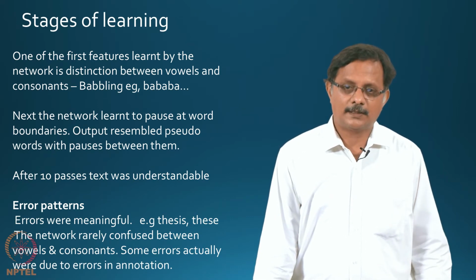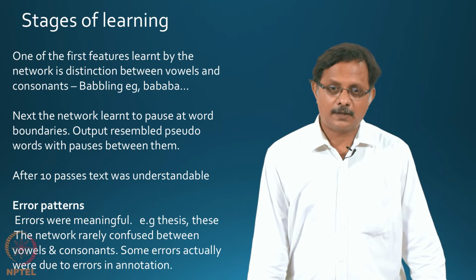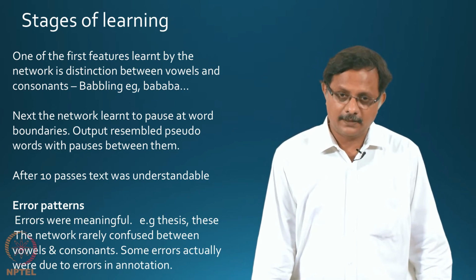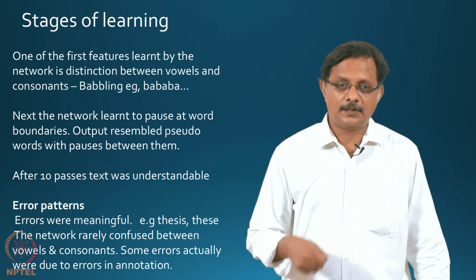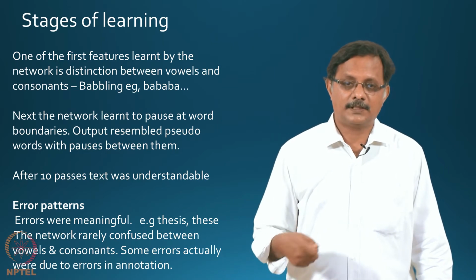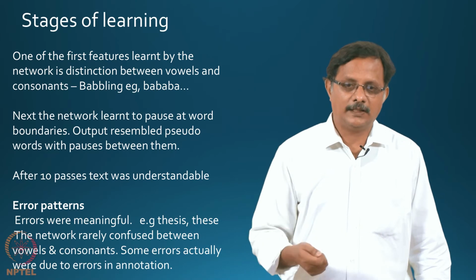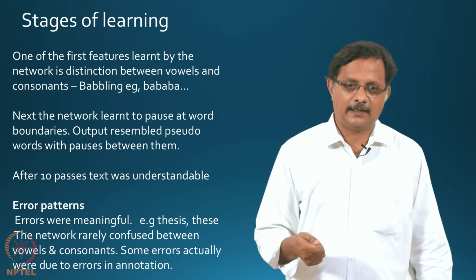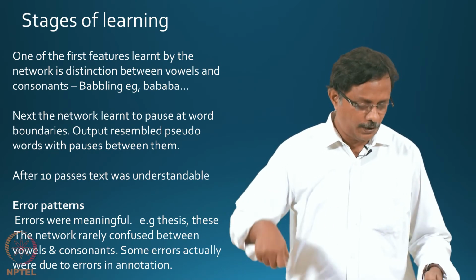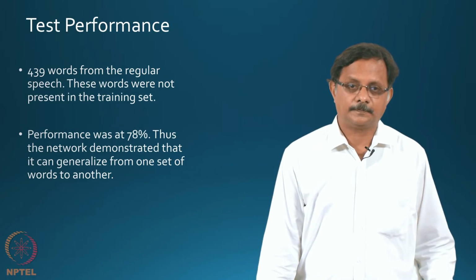Also, what is interesting is that some of the errors that the network made are not really errors by the network, but were actually errors in the annotation. In the training set there were mistakes, and that actually made it look like the network had made the mistake, but actually the network was correct, and the network's output had pointed out the errors in the annotation.